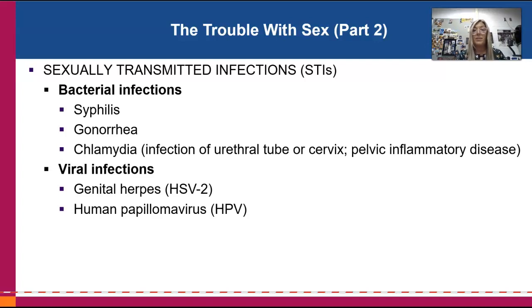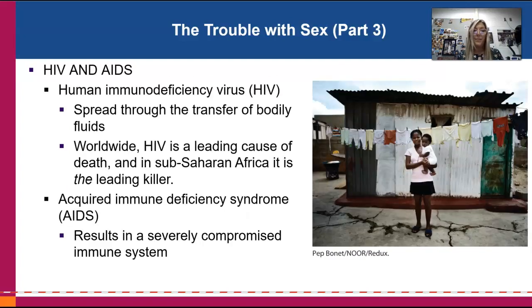The STIs: your bacterial infections, syphilis, gonorrhea, chlamydia, and your viral infections, genital herpes and human papilloma virus. Fun fact with HPV: it used to be 91% of everybody that had sex got HPV. Now it's down to 80%. That's still huge. There's a bazillion different strains of HPV, but only a few are the dangerous ones. If 80% of people that have sex have HPV, that's like 1 in what? You do the math. So you gotta be careful.